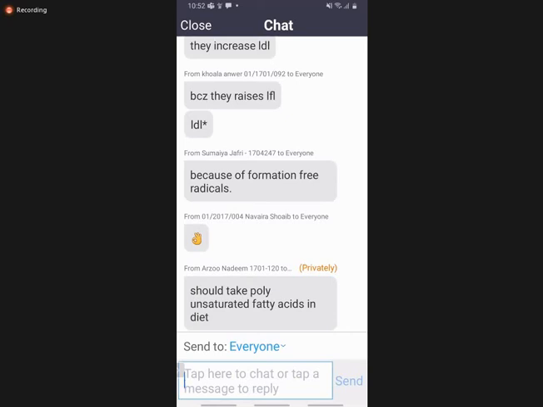Yes, we should take polyunsaturated fatty acids that are rich in omega-6, like walnuts. Walnuts are very rich in cholesterol.